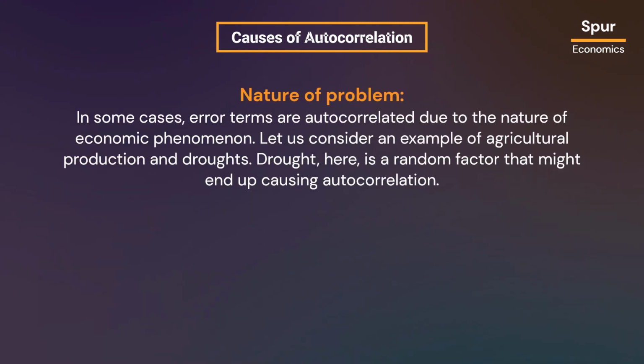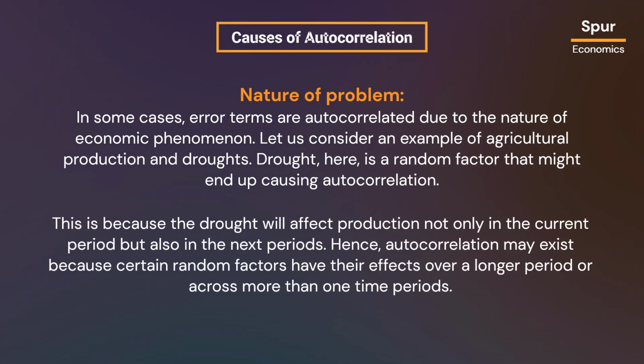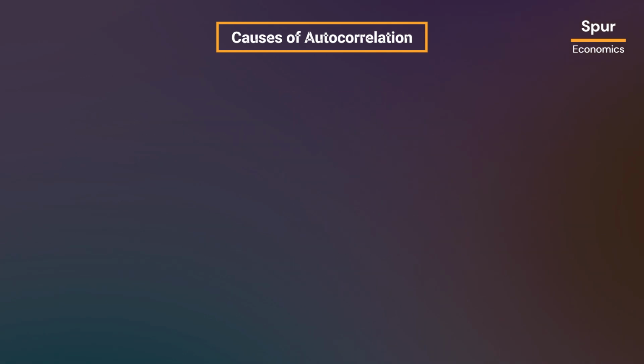Nature of problem. In some cases, error terms are autocorrelated due to the nature of economic phenomenon. Let us consider an example of agricultural production and droughts. Drought, here, is a random factor that might end up causing autocorrelation. This is because the drought will affect production not only in the current period but also in the next periods. Hence, autocorrelation may exist because certain random factors have their effects over a longer period or across more than one time period.